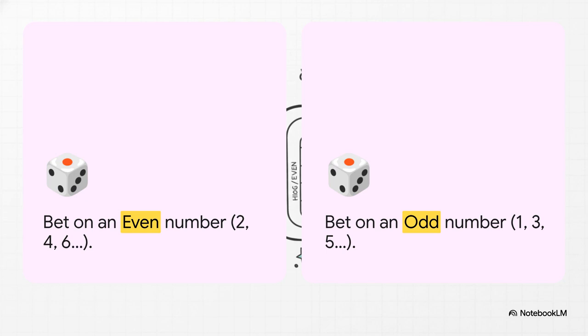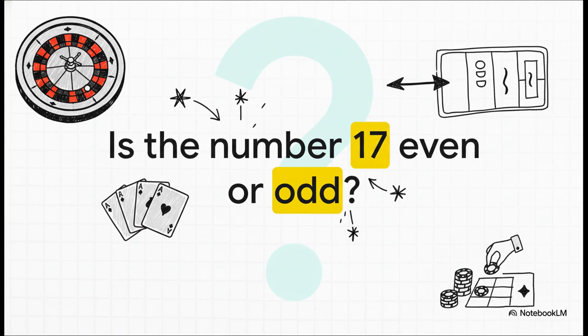And just like betting on a color, you can also bet on the type of number that's going to pop up. Will it be an even number, like 2, 4, or 6? Or is it going to be odd, like 1, 3, or 5? It's another one of those simple binary choices. So let's just test that idea out. Think about the number 17. Pretty simple, right? It's an odd number, so if you had a bet on odd and that ball landed on 17, hey, you'd be a winner.